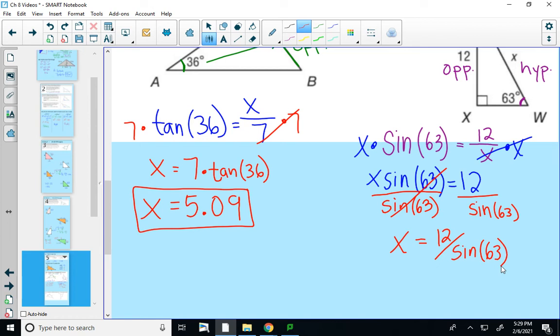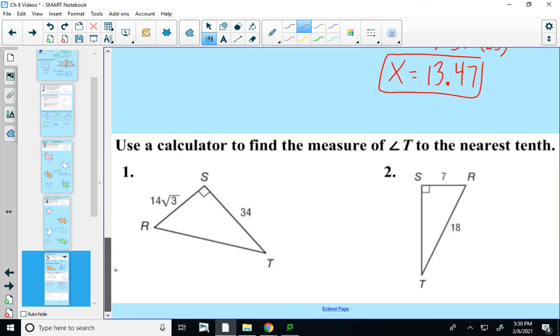And again, this is something where you might need help finding that button in your calculator. So ask me the next time you're in person, or if you're IDL, send me an email and we'll get you figured out. So I got x was about 13.47. All right, I think I have a couple more examples because these ones are a little tricky.